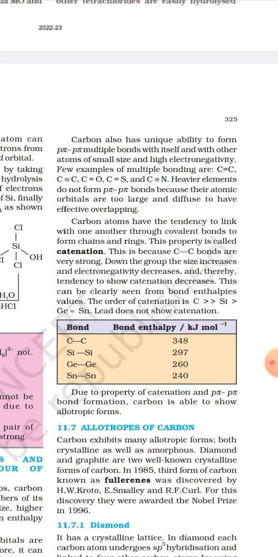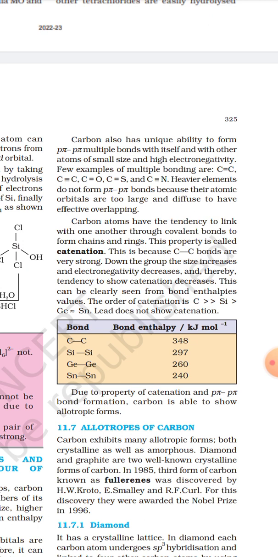Carbon atoms have the tendency to link with one another through covalent bonds to form chains and rings. This property is called catenation. This is because carbon-carbon bonds are very strong. Down the group, the size increases, electronegativity decreases, and thereby the tendency to show catenation decreases. This can be clearly seen from the bond enthalpy values. Due to this property of catenation and p-pi bond formation, carbon is able to show allotropic forms.